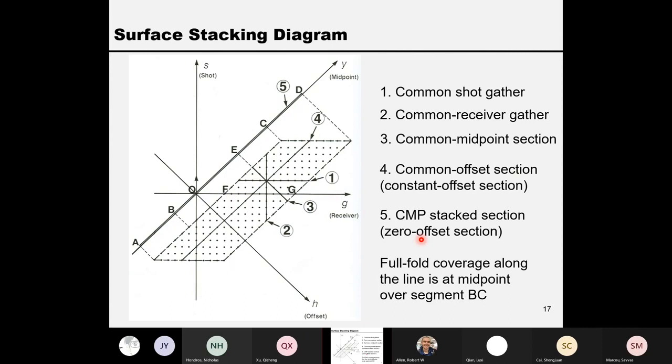The processing tool is here, CMP stack, right? So the CMP stack section is zero offset. The whole session today is about how to convert these different types of gathers, basically sorting into common midpoint gathers, and how to convert the common midpoint gathers into a stack section, which is equivalent to acquiring in the field a seismic section with zero offset, with your source and receiver always at the same point, moving together, right? So that's the surface stack diagram. I do not spend much time on the subsurface. We'll see the difference in the next slides.